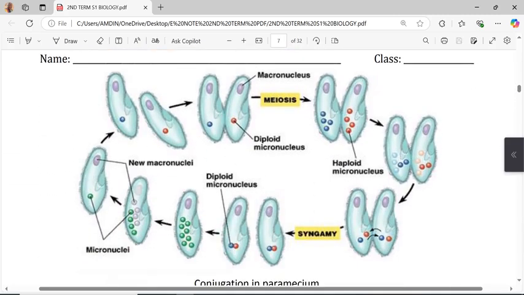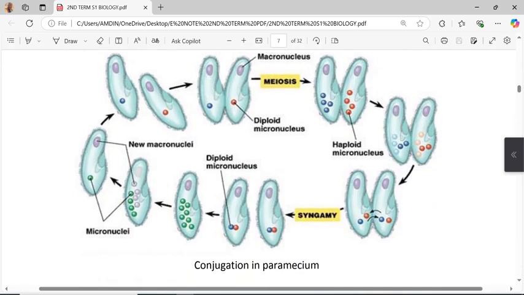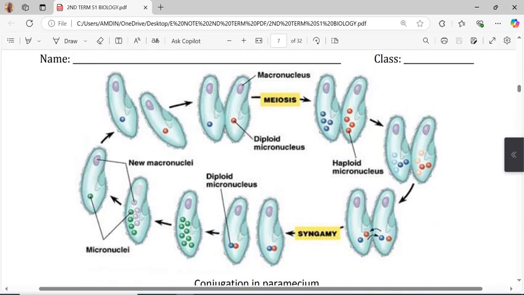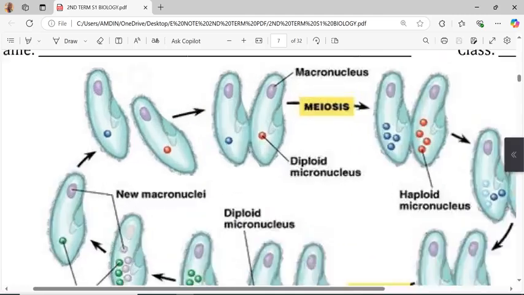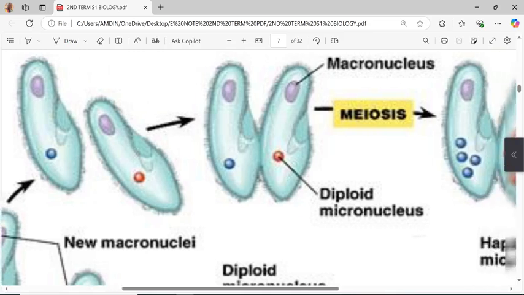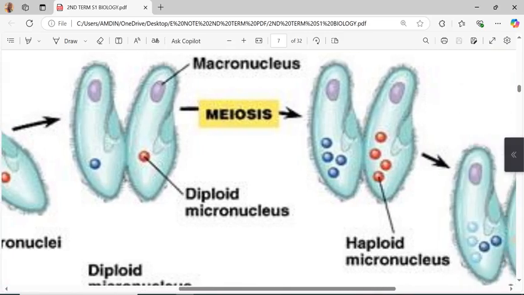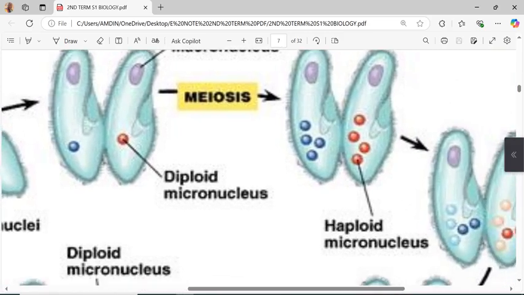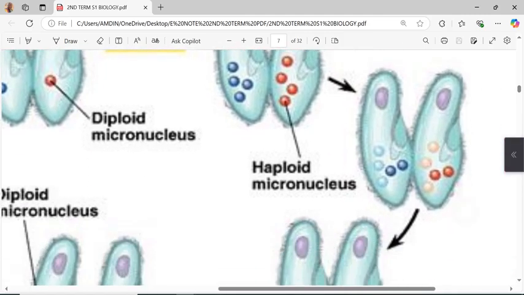Look at the following diagram. These are the two paramecia coming together. They come together and line up at their oral grooves. This is the micronucleus. You can see the diploid micronucleus. During meiosis, the micronucleus divides repeatedly to form 4 haploid nuclei, and you can see them.